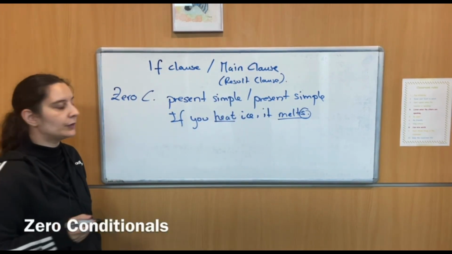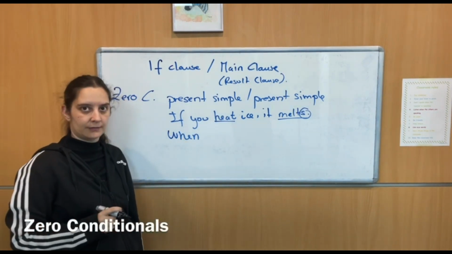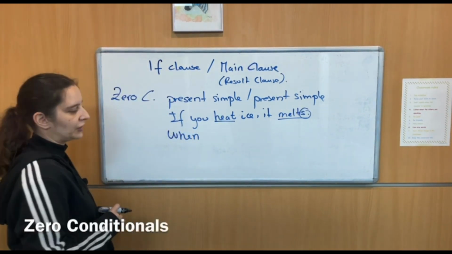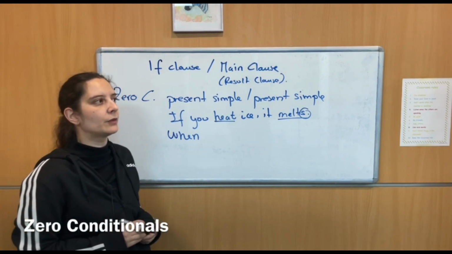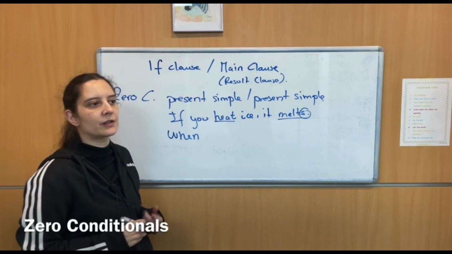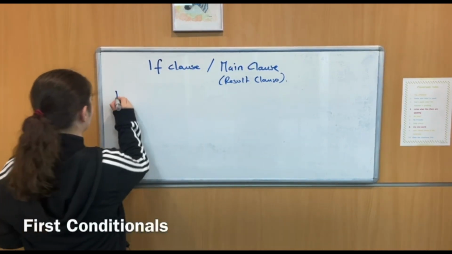Apart from using if, you can also use when. When you heat ice, it melts. Okay, so this is the zero conditional. When do we use the zero conditional? Well, it is usually used when we are talking about general facts or things that are usually or generally true.